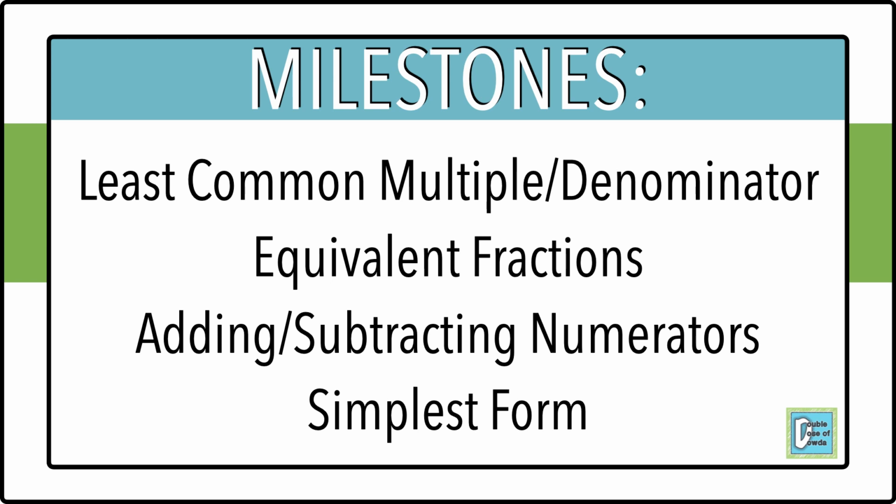That's the first milestone. The second milestone, the thing that students need to be able to know how to do well, is equivalent fractions. We need to make sure that they can convert fractions to equivalent fractions that have the same denominators from the first step. The third component is, can they add and subtract just the numerator? And then lastly, they need to be able to put their answers in simplest form. So those are our 4 milestones.